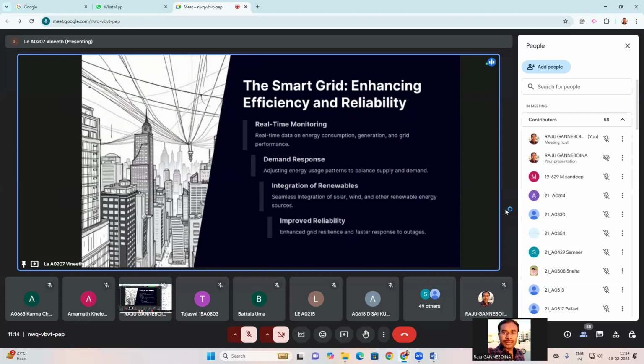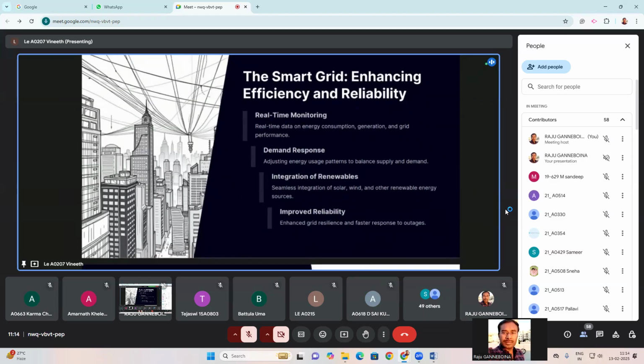Real-time monitoring is nothing but monitoring the energy consumption, the generation, and grid performance. If we know the consumption and we don't know the generation, there's a mismatch between the load and the supply, right? So we need to match both the load and supply. Hence, we need to monitor the demand and supply in real time.